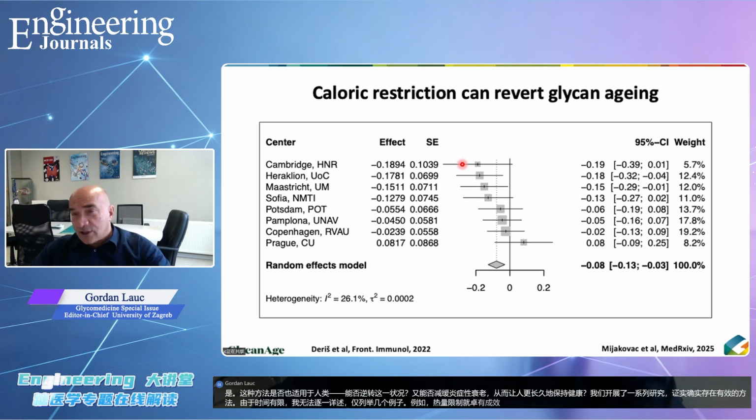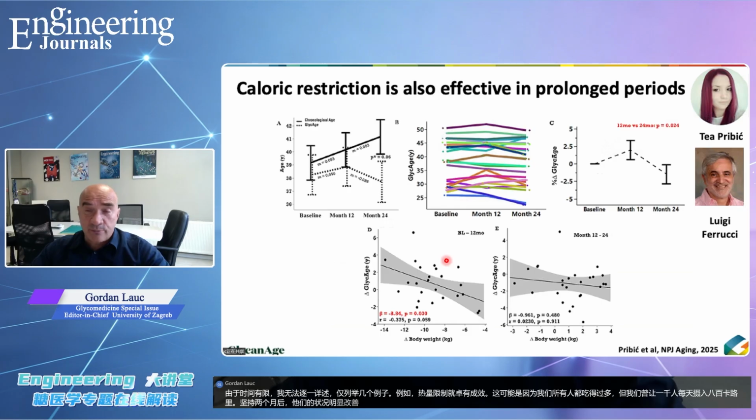Probably because we all eat too much, but we had 1,000 people on 800 calories a day for 2 months. They got better. It works even over a prolonged period. So these are people who were on a low-calorie diet for 2 years. We published this together with Luigi Ferrucci, who is the director of the NIH Institute on Aging.